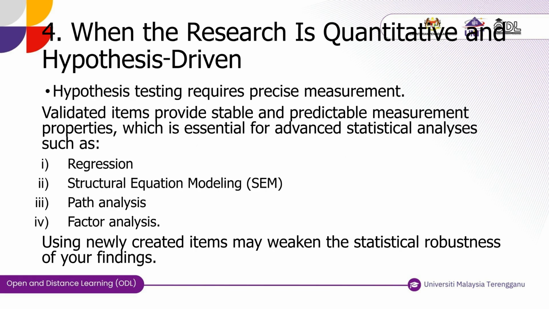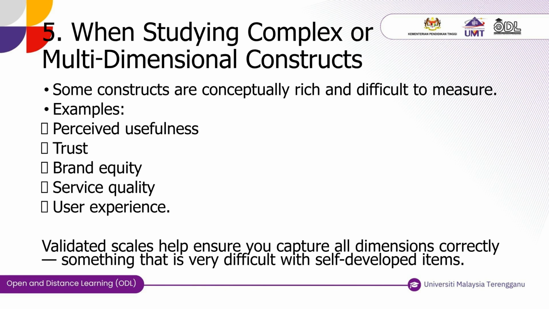Fourth, validated items are essential for quantitative and hypothesis-driven research. They provide stable measurement properties needed for advanced statistical analyses, like regression or structural equation modeling. Fifth, when studying complex or multidimensional constructs like trust or brand equity, validated scales help ensure that all dimensions are captured correctly, which is difficult with self-developed items.